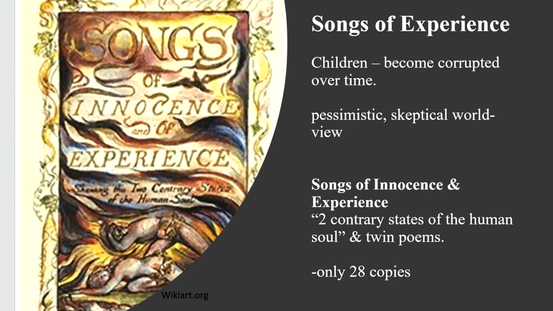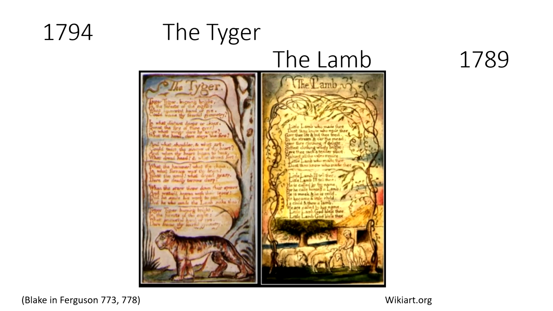So today we're going to talk about two sets of twin poems that are very famous. The first two that we're going to look at are the Tyger and the Lamb. Which one do you think belongs to Songs of Innocence and which one to Songs of Experience? If you guessed that the Lamb belongs to Songs of Innocence and the Tyger to Songs of Experience, you are correct. Now I'd like to read the Lamb aloud to you before we get into the analysis.